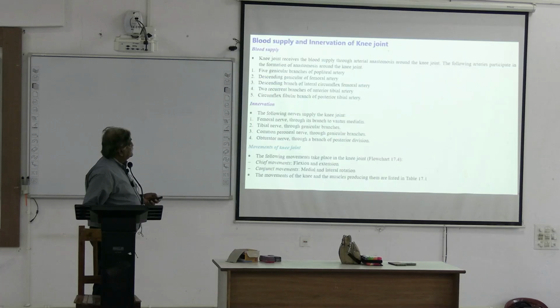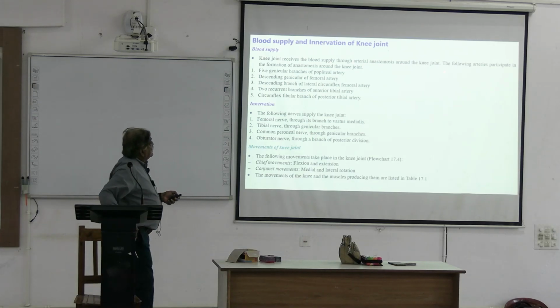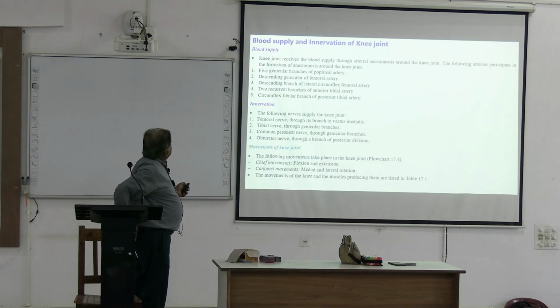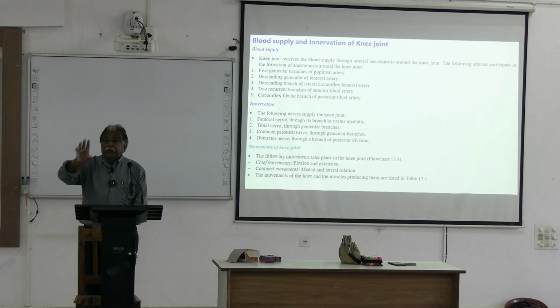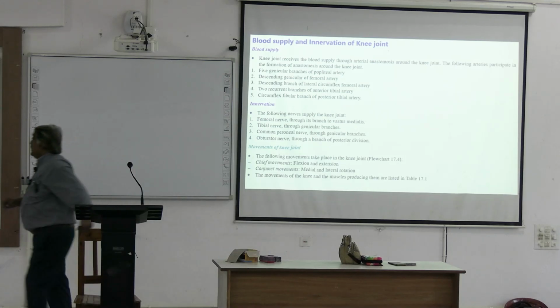Relations of the knee joint, blood supply. The knee joint receives blood supply through the arterial anastomosis around the knee joint. The following participate in the formation of the anastomosis around the knee joint.